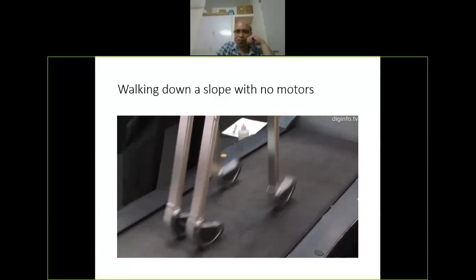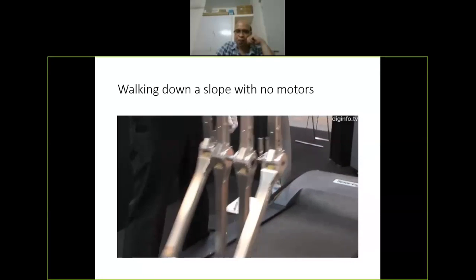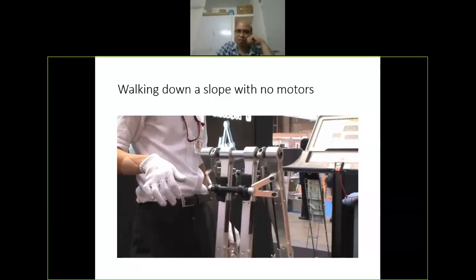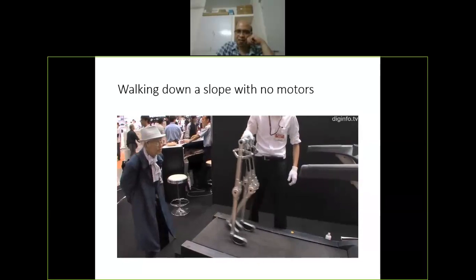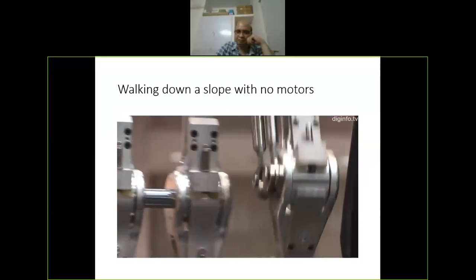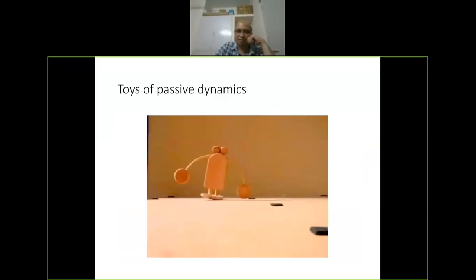Okay, it can walk forward down a slope without any energy requirement because it is designed like a wheel, and it walks. These are called passive walkers, and they can keep walking. There are no motors you can see. It is just walking by itself. Okay. This is a toy.